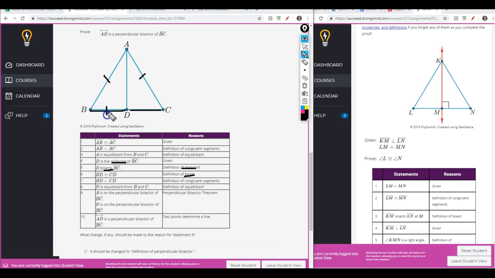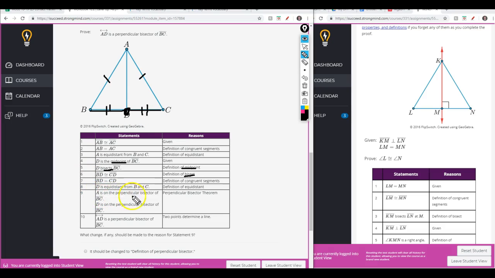So that means that this distance, BD, is equal to the distance of CD. So definition of congruent segments. That means D is equidistant from B and C. Definition of equidistance. Yeah, it's equal distance because point B is the same distance away as point C is because these lengths are the same.